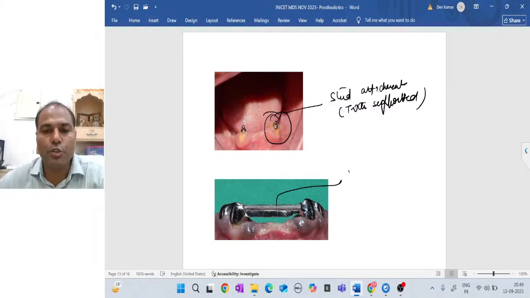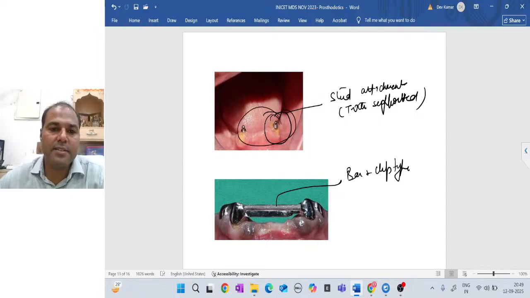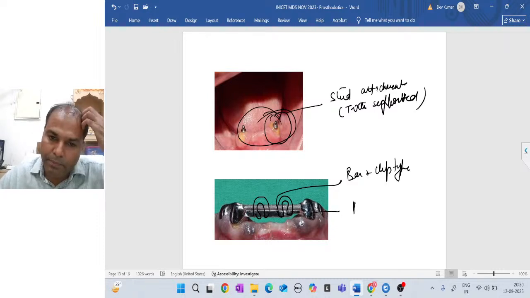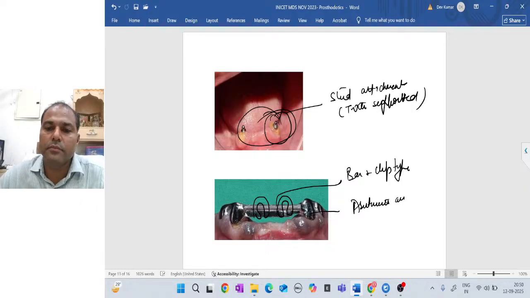And this I have brought a picture. This is again a tooth supported overdenture but bar and clip type. So if this can be asked, this can always be asked. So we have clips that are in the denture, a bar that is being cemented on the teeth. So this is given when, for example, the overdenture abutments have poor periodontal health.